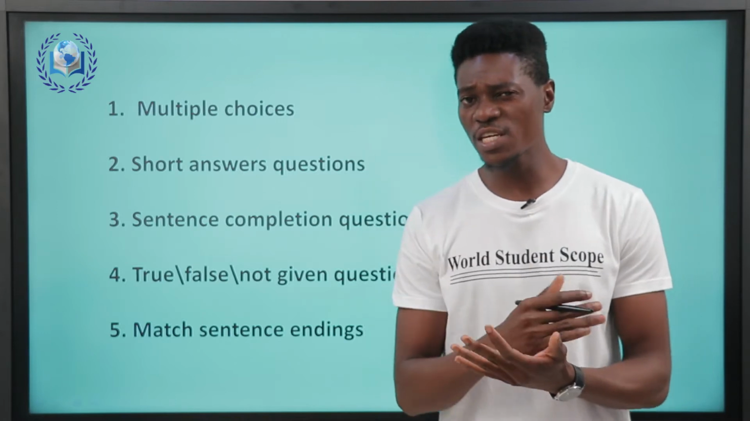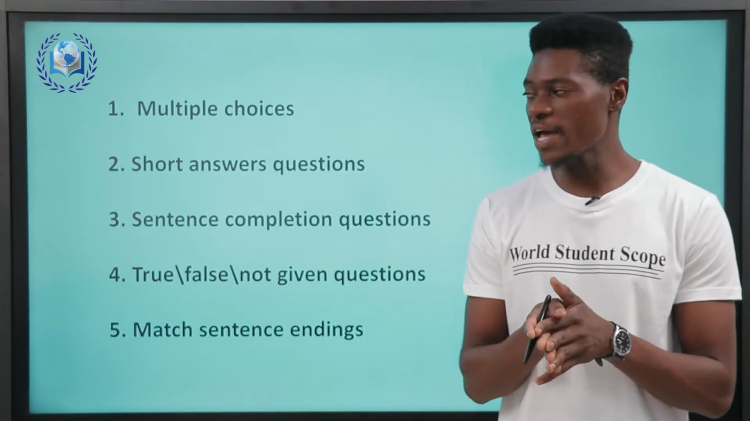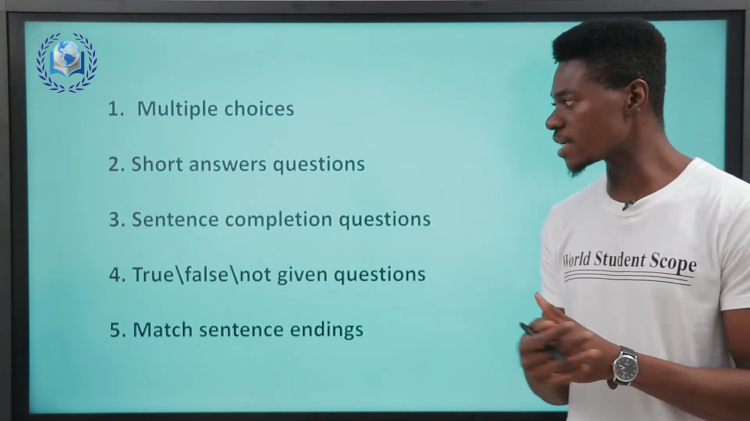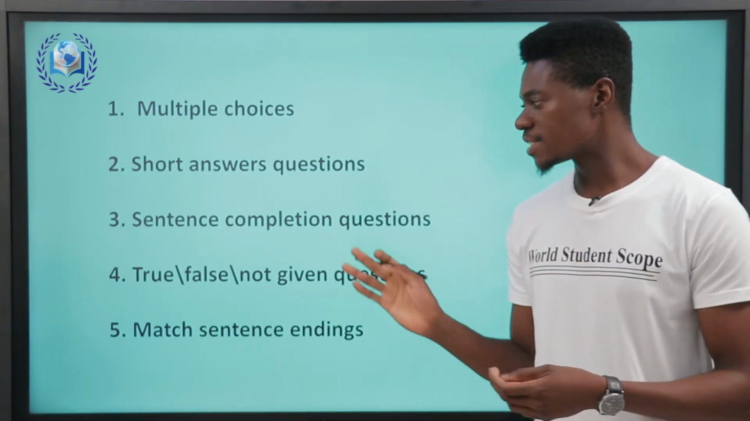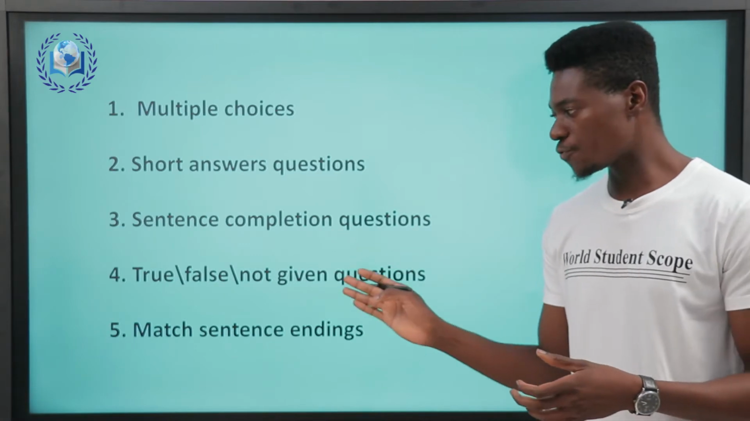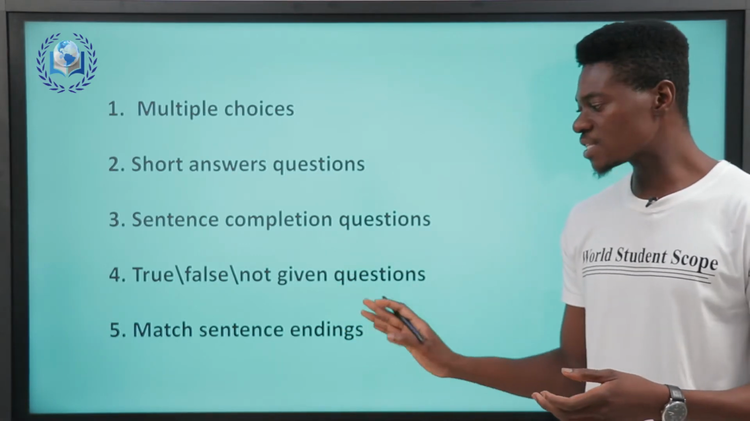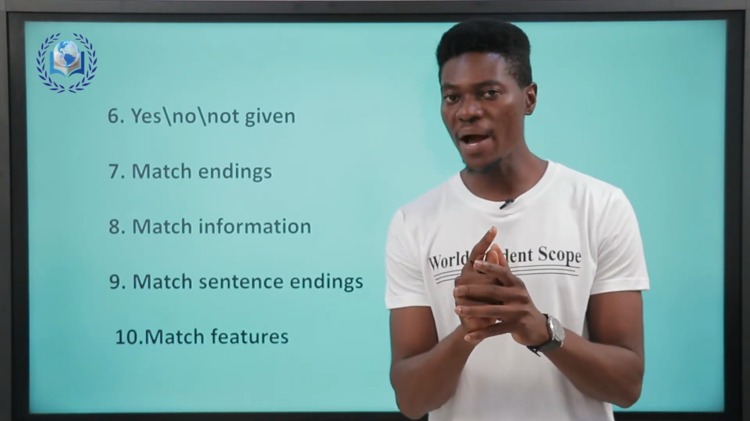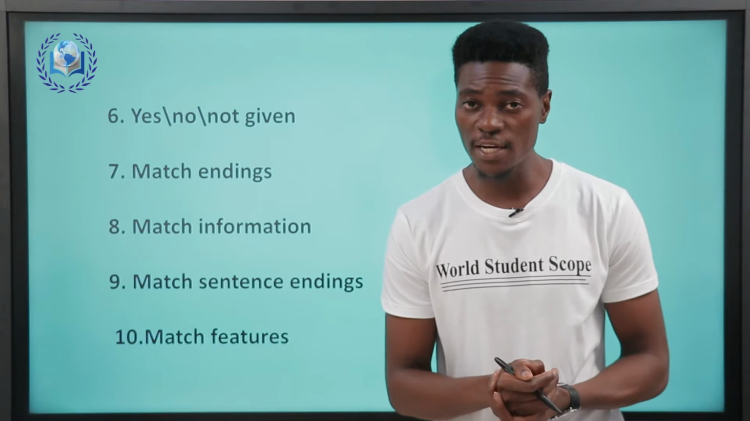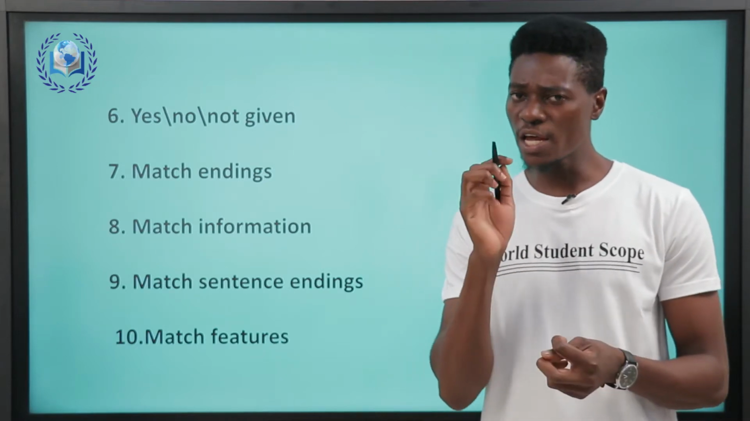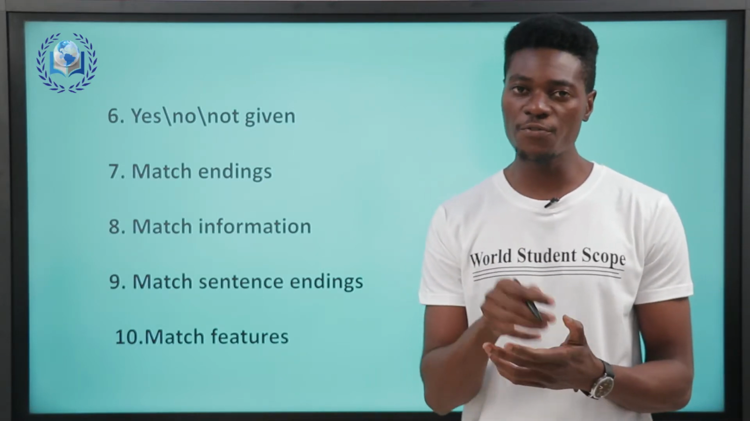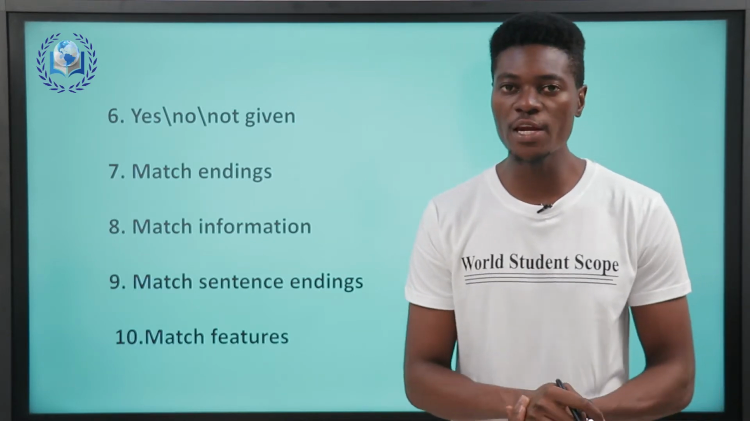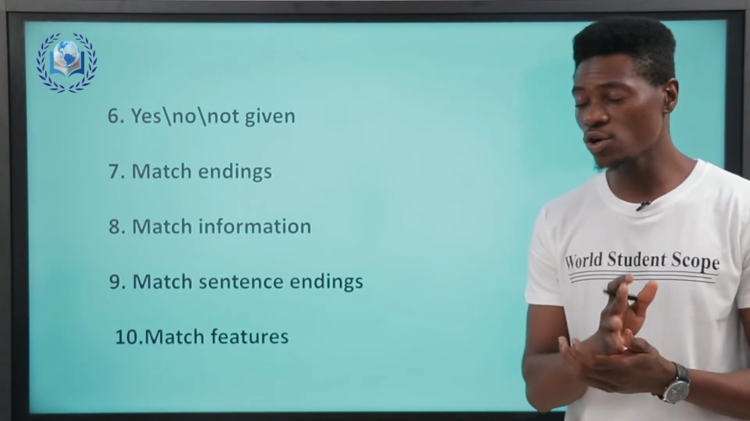IELTS reading has different types of questions. First, we have multiple choice questions. We have short answer questions, sentence completion questions, true, false, and not given, multi-sentence endings, yes, no, and not given. Bear in mind, there is yes, no, and not given, and also true, false, and not given. You have to read the instruction very carefully to know what you are required to answer.